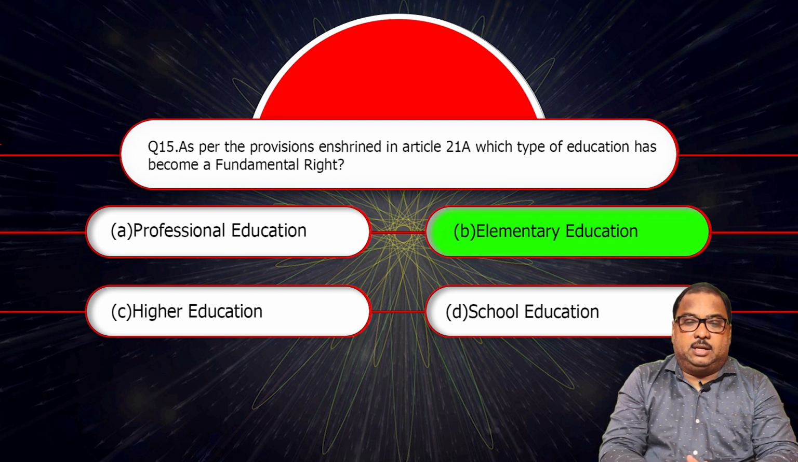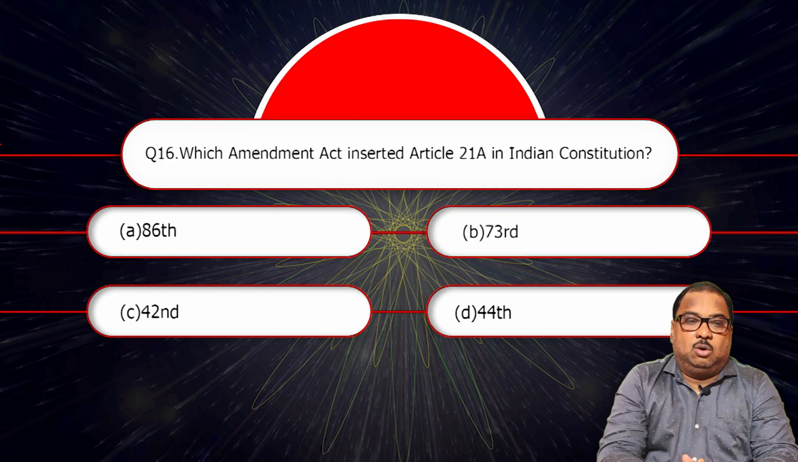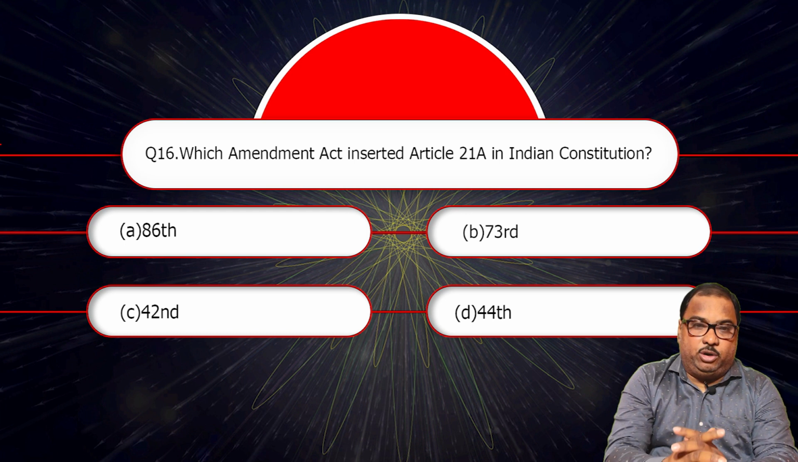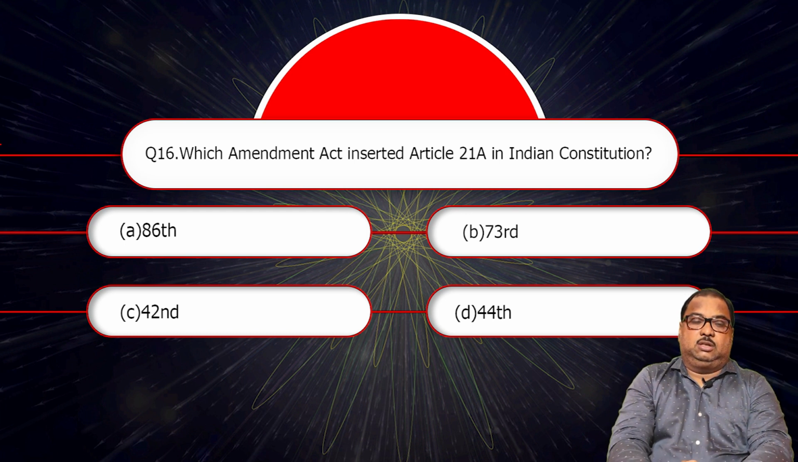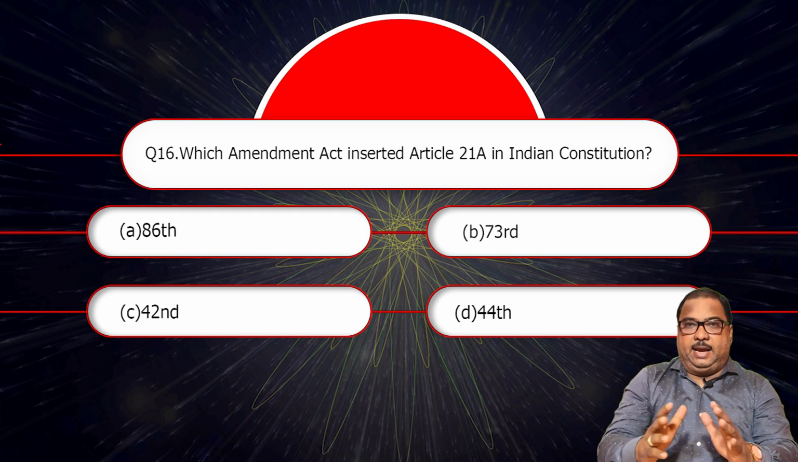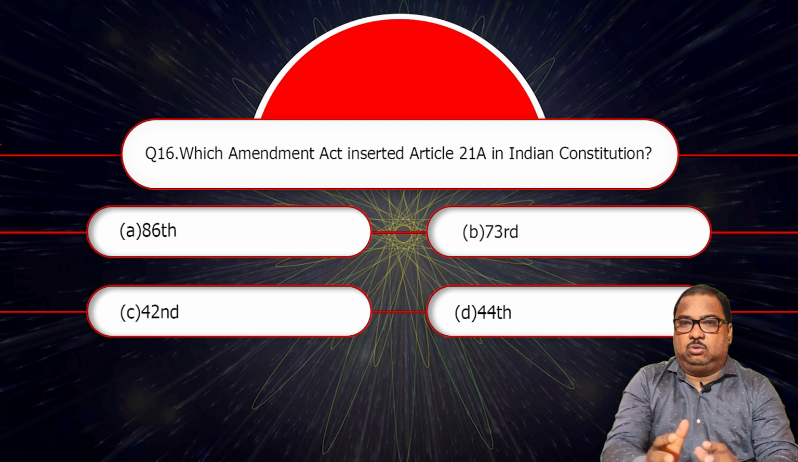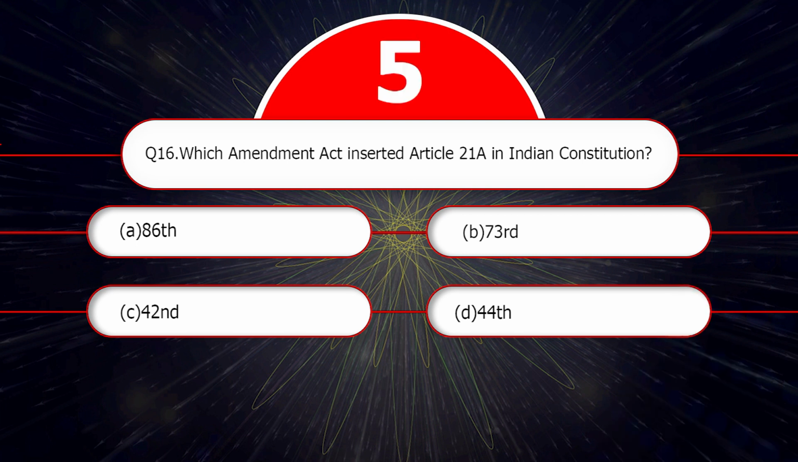And the correct answer is elementary education, that is pre-primary and primary education. Students between the age of 6 to 14 years are eligible for this. So your answer will be option B. Our next question. Which Amendment Act inserted Article 21A in the Indian Constitution? Your options are option A, 86th, option B, 73rd, option C, 42nd, option D, 44th. Your time starts now.